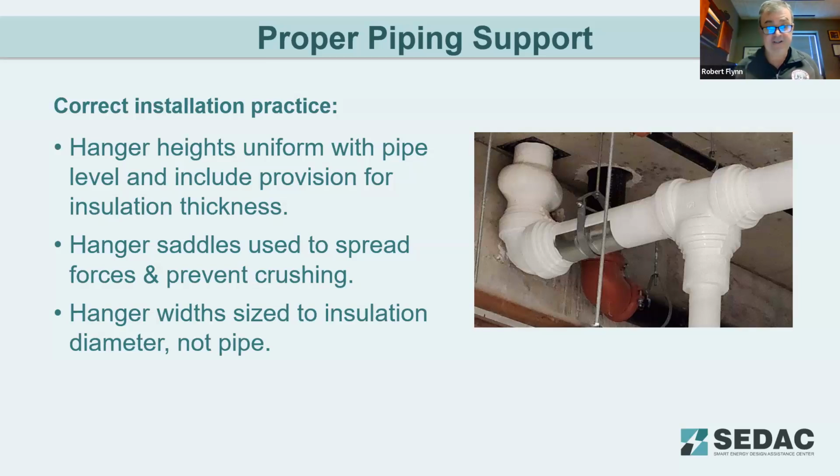Hanger heights should be uniform, as we stated, level, and include provision for insulation thicknesses, as stated in my explanation. Hanger saddles should be spread to distribute force and prevent crushing. This picture shows perfect uniformity of the saddle itself. You don't see the insulation crushed. The width and size of the saddle match the insulation diameter, and not the pipe.